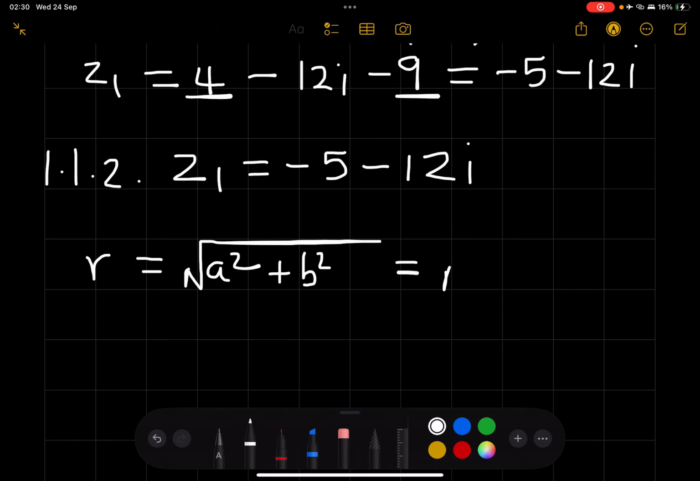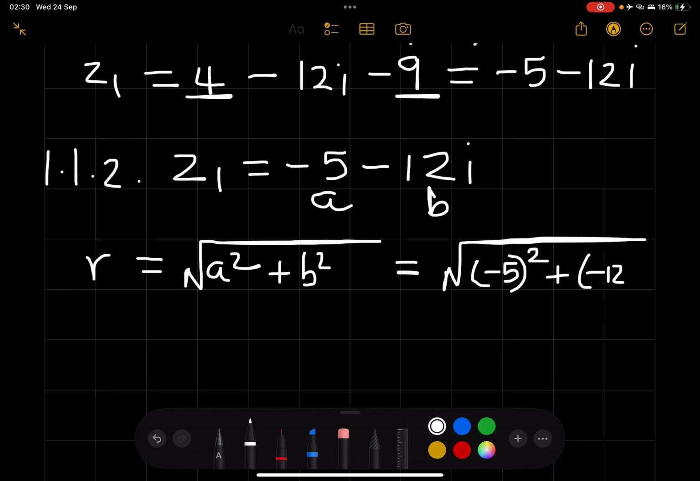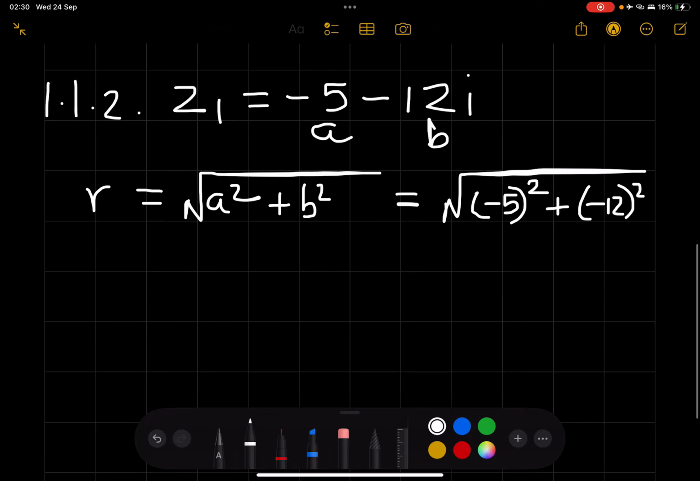And then our A is the real part, which is minus 5. So this is your A, and that's your B. So it's A plus Bi. Good. So it's going to be minus 5 squared plus minus 12 squared. And I'm sure you can see I'm putting in brackets. Then we can say R will be square root of 13. When we press our calculator, we get square root of 13 there. And that is our modulus.